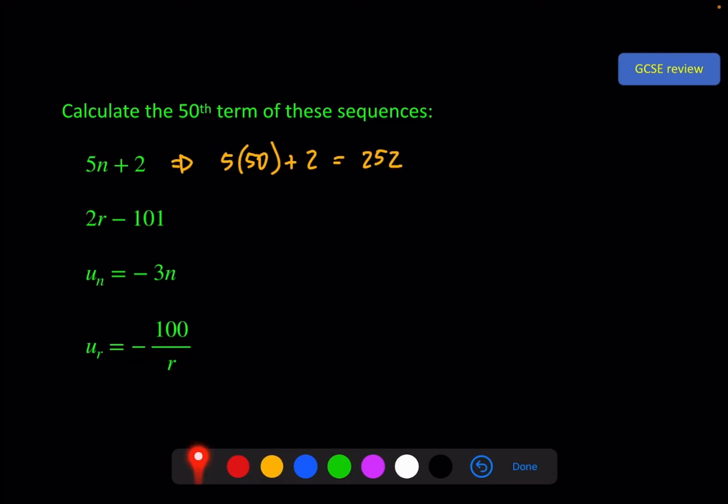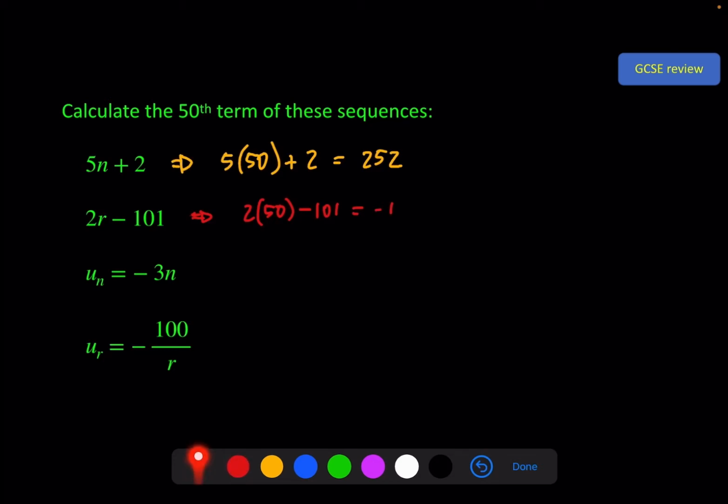The second one is called the rth term, but it works in the same way. And I'm going to use r and n because r is quite well used in this chapter, but it does pretty much the same thing. So this one, we replace the r with 50, and we get 2 times 50 minus 101, which gives us minus 1.